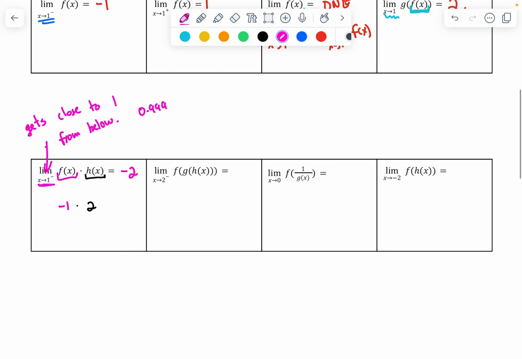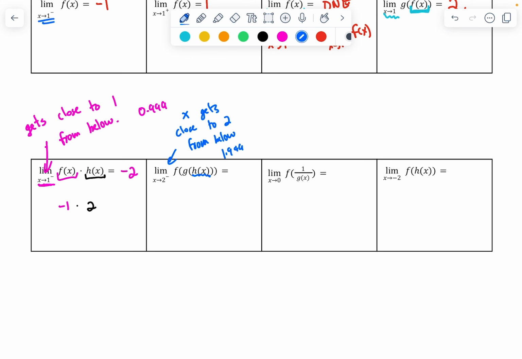The limit as x approaches 2 from the left of f of g of h of x. So we're basically saying as x gets close to 2 from below. You can imagine it as being 1.999, whatever, right? But those are the inputs. As we get closer and closer and closer to 2 from lower inputs, what's happening?